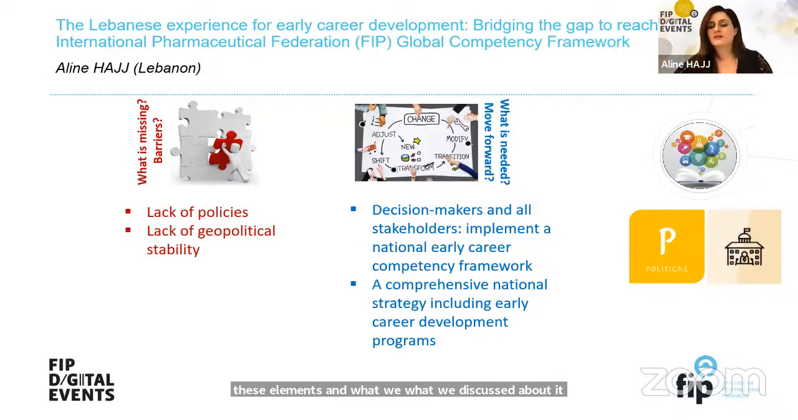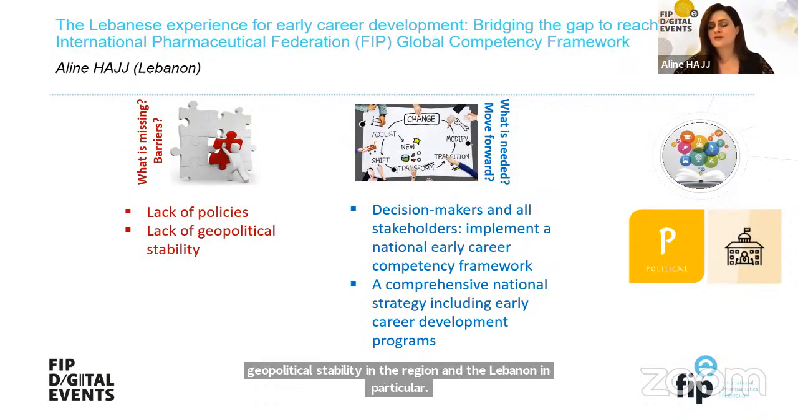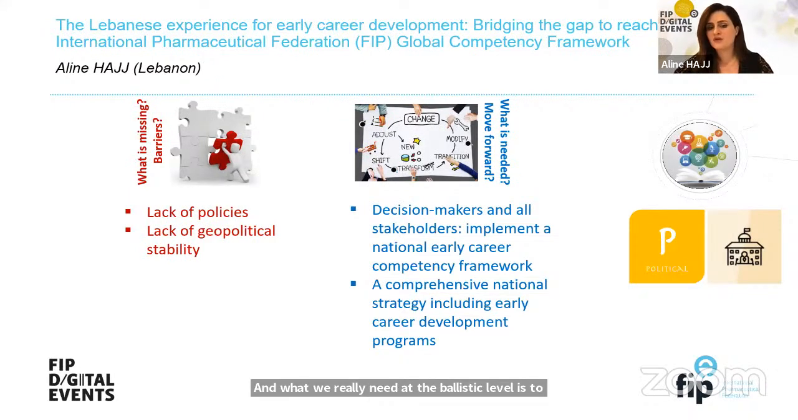So first one, regarding political issues, of course, we lack some policies, and the main issue is that we lack geopolitical stability in the region and in Lebanon in particular. And what we really need at the political level is to have all decision makers and all stakeholders be able to implement this comprehensive national strategy that includes early career development programs.